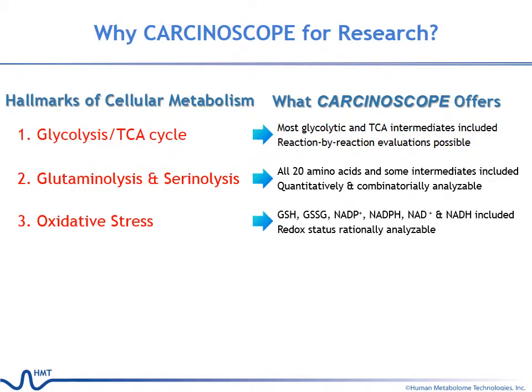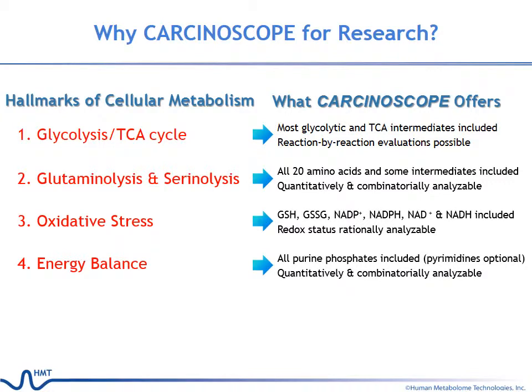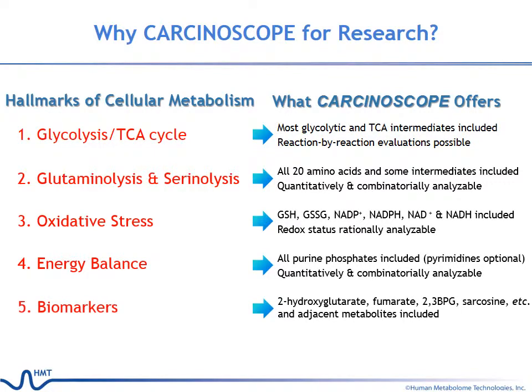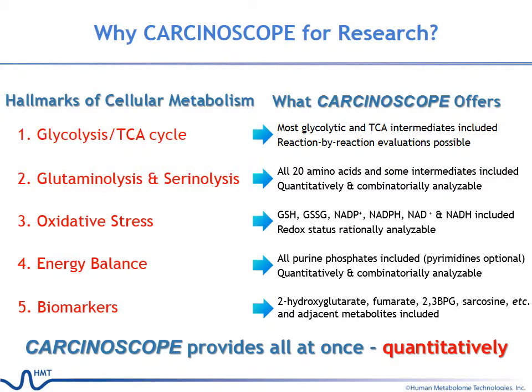Additional metabolic analyses include the evaluation of oxidative stress through the glutathione redox ratio and the evaluation of energy balance via total purine phosphates. Biomarkers, such as 2-hydroxyglutarate, the accumulation of which results from isocitrate dehydrogenase mutations, among others, can act as biomarkers of metabolic enzyme abnormalities. These metabolic analyses can strengthen your traditional genomic and proteomic analyses. CARCINOSCOPE provides all at once, quantitatively.